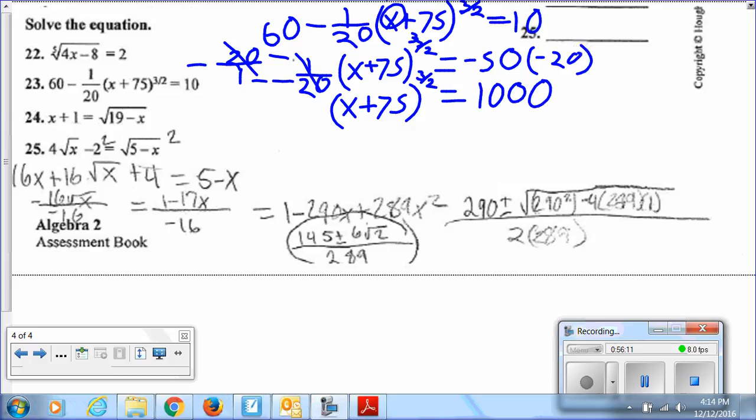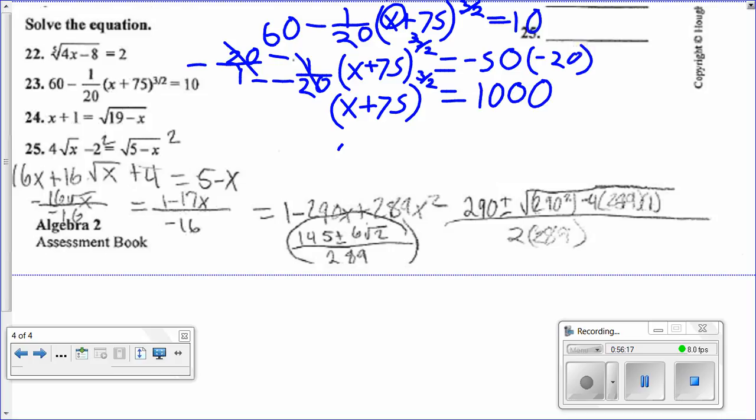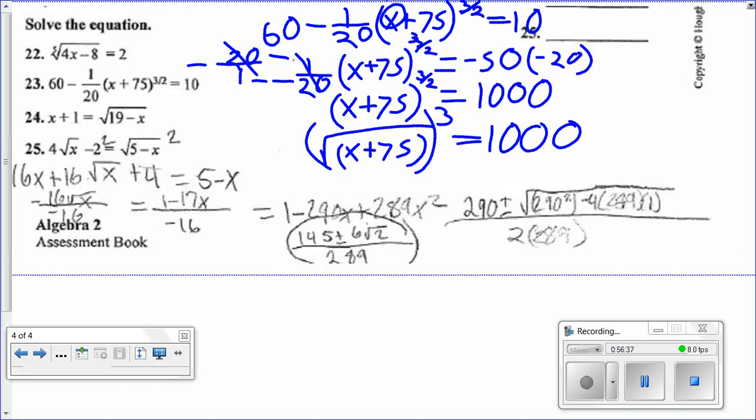So the way I would rewrite this is, I would go x plus 75, I would take the square root of that to the 3rd power, okay? So really that equals 1,000. That way I can go ahead and just take the cube root of both sides because this is raised to the 3rd power. So if I take the cube root of that, then I can eliminate this to the 3rd power.